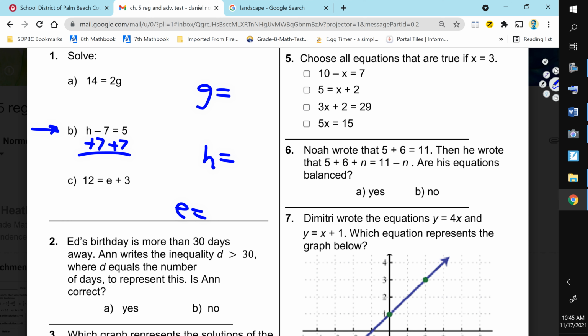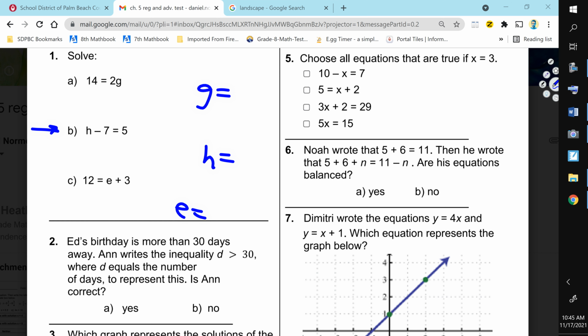For number 1, broken up into 3 parts, you need to find the value of G, H, and E. B and C are pretty self-explanatory. Do the opposite of what you see to both sides. The opposite of minus 7 is plus 7. You got to do the opposite of that to both sides, cross out the twins, bring the H down, solve for H.